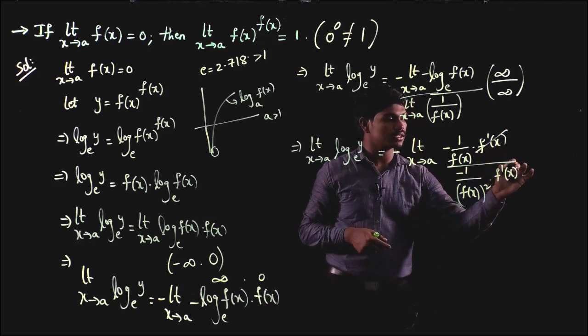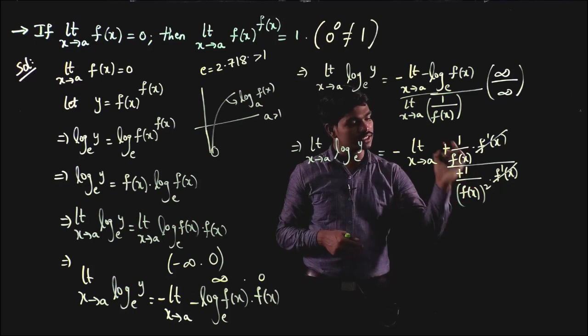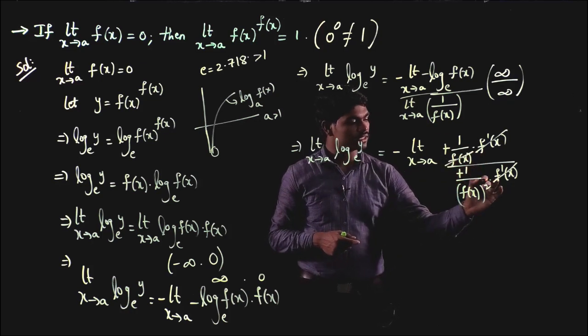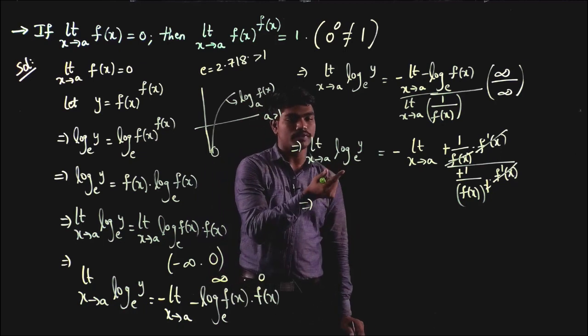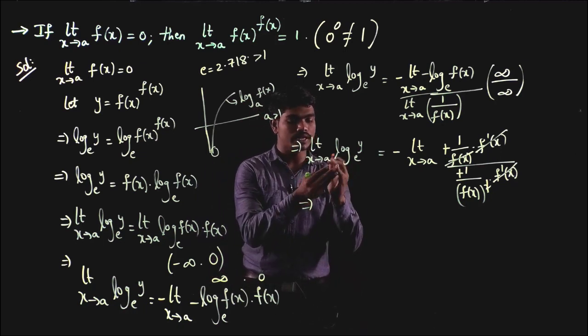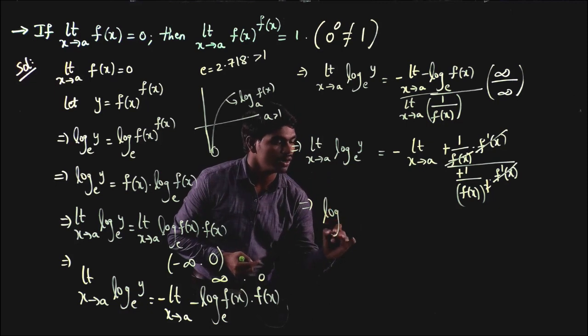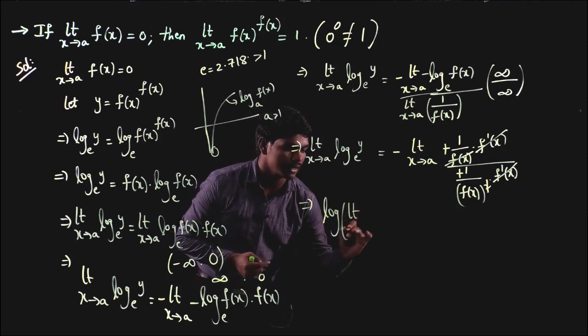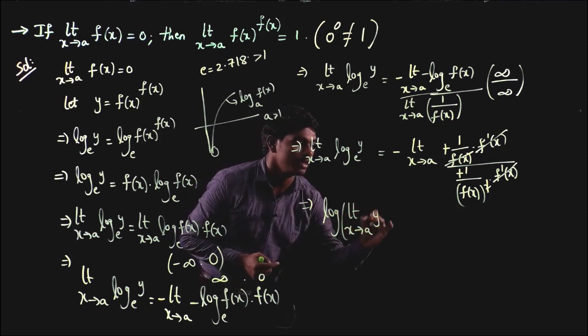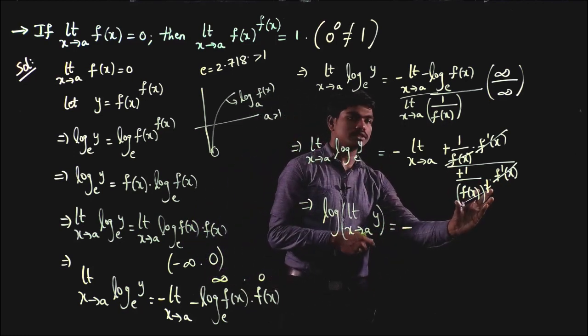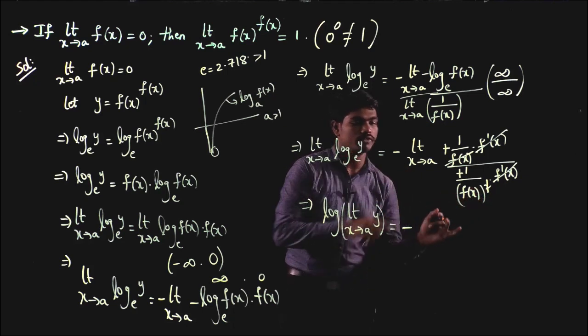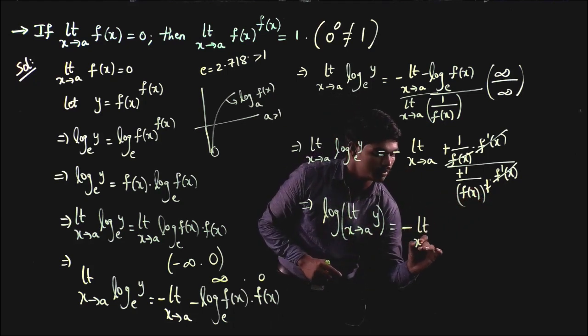So let us cancel these two, and let us cancel these minus signs which are here, and let us also cancel this f of x and this square. And you know, limit and log are interchangeable functions. Since both are mathematical operators, we can interchange them. So we have log of limit x tends to a y is equal to, what do we have? This minus sign is here. This only f of x that is in the denominator is left with us. So that can be written as limit x tends to a f of x.